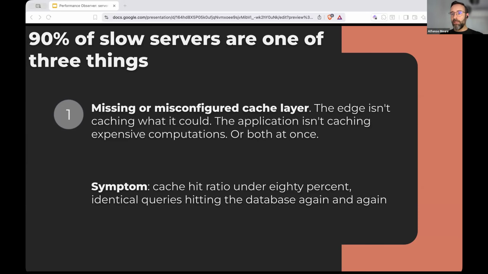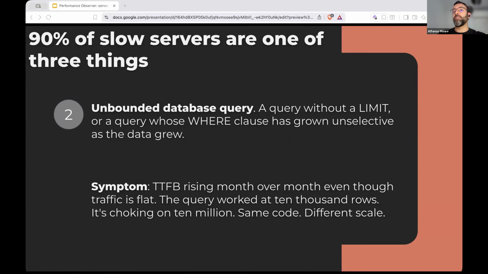Two, unbounded database queries. For example, queries that are not using the limit clause at the end of the query, and also where the where clause is too general, and that's causing a growth over time. So we can detect that because month to month the TTFB rises as time passes. And the third one, the wrong location. Like I said before, this is a very important aspect. So it's important to check the TTFB depending on the country you are connecting from.